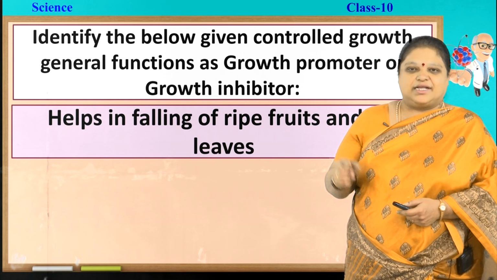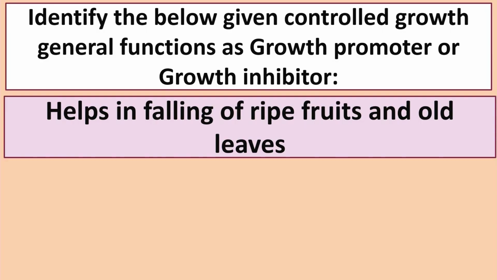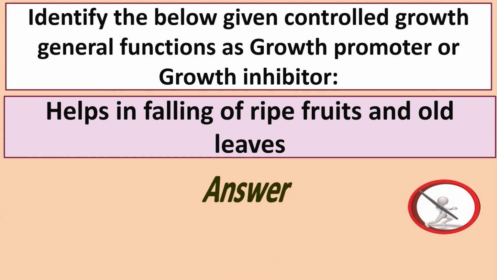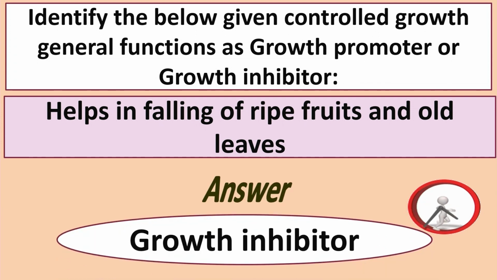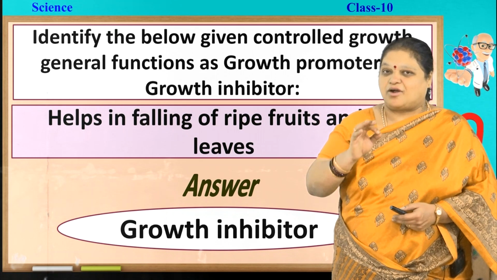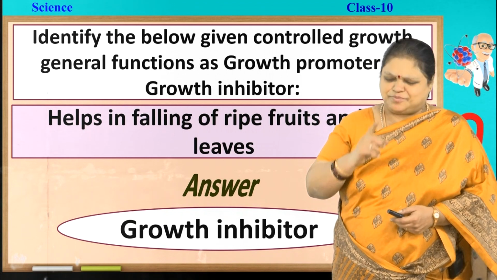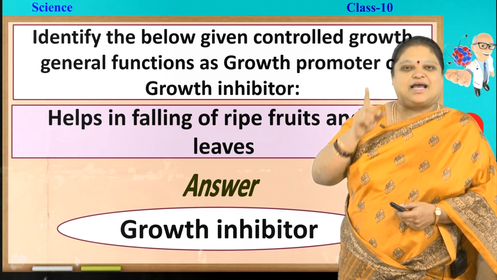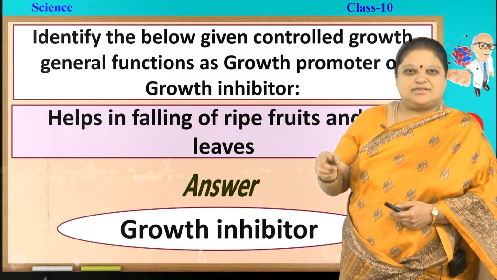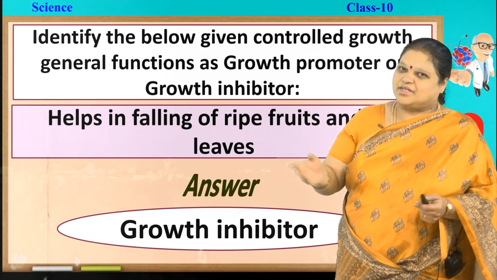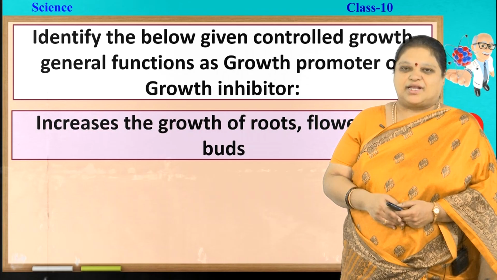Now, here it helps in falling of ripe fruits and old leaves. Think about it and answer me. So, the answer is growth inhibitor. Can you tell me which growth inhibitor this is? Name the hormone. Absolutely right, you are right, it is abscisic acid. It helps in the falling of fruits and leaves.